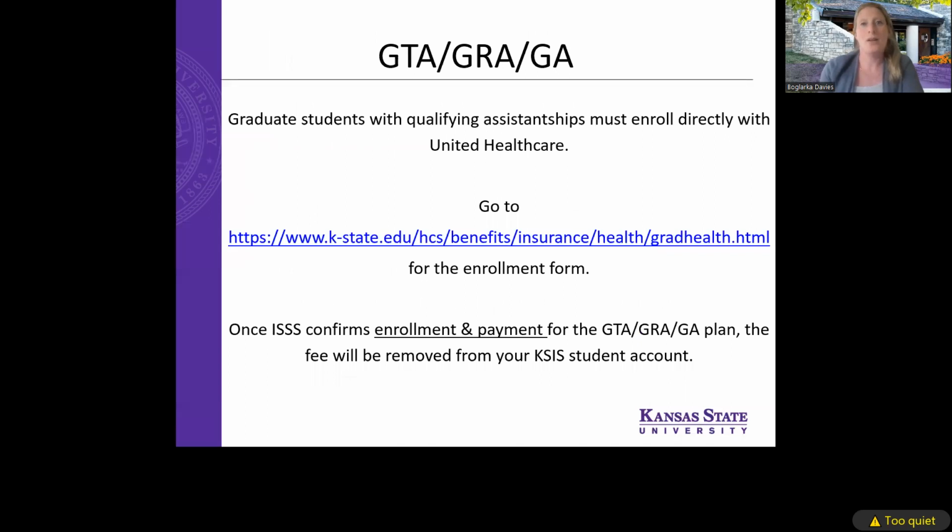If you are a graduate teaching assistant, graduate research assistant, or graduate assistant with a qualifying assistantship, you must enroll directly with United Healthcare. You can go to the K-State HCS Benefits website for the enrollment form. Once ISSS confirms your enrollment and payment for the GTA-GRA-GA plan, the fee will be removed from your student account.